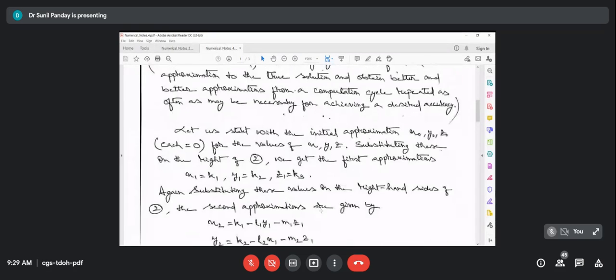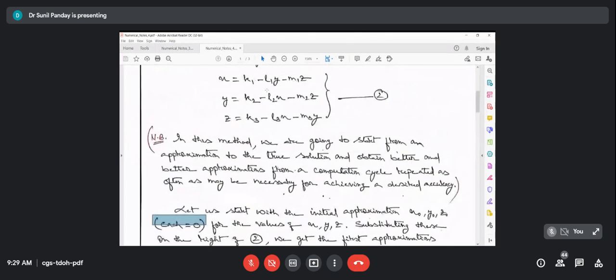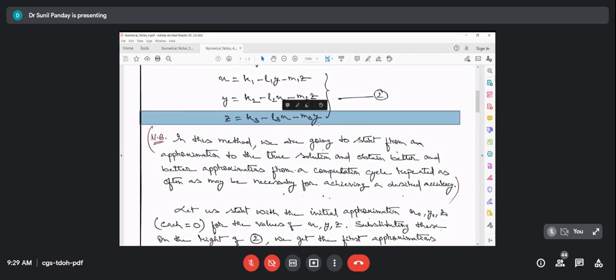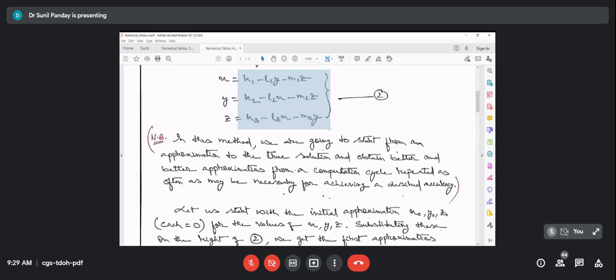So initially, in general, we assume the initial approximation as 0. Like x0, y0, z0, we take all three values as 0. So if we take all these three values 0 in this equation, because the iterative procedure is like x, y0, z0, x0, z0, x0, y0, then I will get x1 equal to k1, y1 equal to k2, and z1 equal to k3.